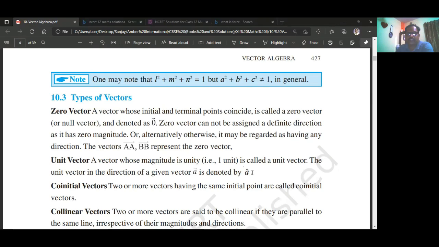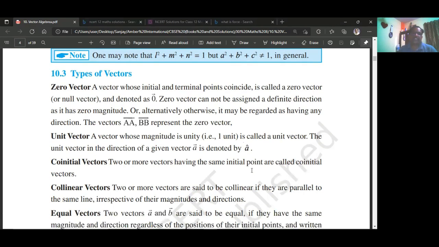So that shows the difference between the unit vector and a vector a bar. The unit vector in the direction of the vector a bar is denoted as a cap, right? So if you are asked to find the unit vector in the direction of a given vector, it will be obtained in this way, and it is denoted by a cap, right? So let's move ahead. Co-initial vectors.